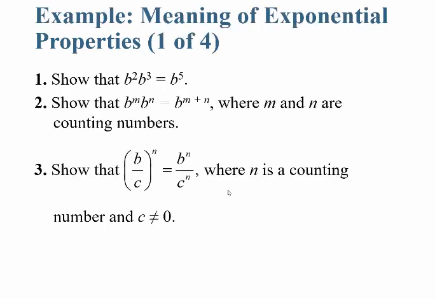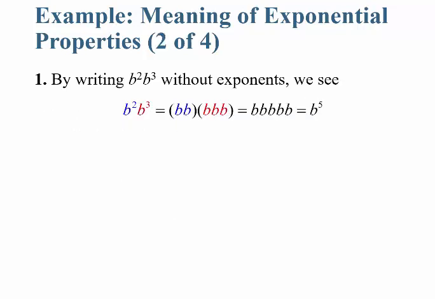All right, let's do a couple examples. Let's show that b squared times b cubed is equal to b to the fifth. Let's show that b to the m times b to the n is equal to b to the m plus n. And let's show that b divided by c, to the nth power, is equal to b to the n divided by c to the n. Let's just work through those.